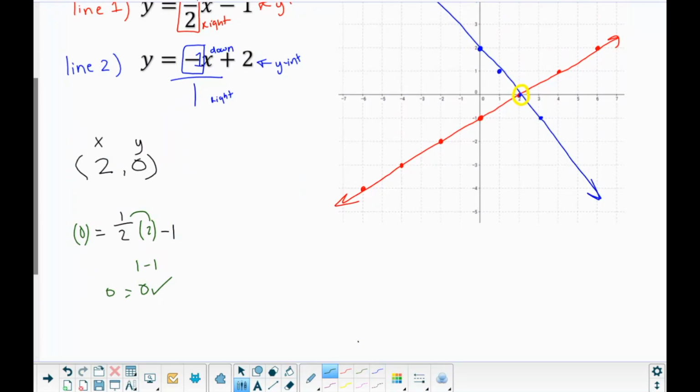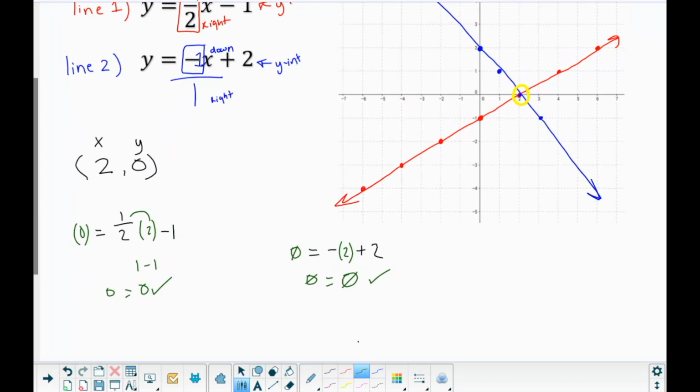Now let's look at our second equation. I have y equals -x plus 2. I'm going to do the same thing. I'm going to go back and substitute x and substitute y. x is 2, y is 0. -2 plus 2 is 0, and 0 equals 0. And that's how we know that's our solution.